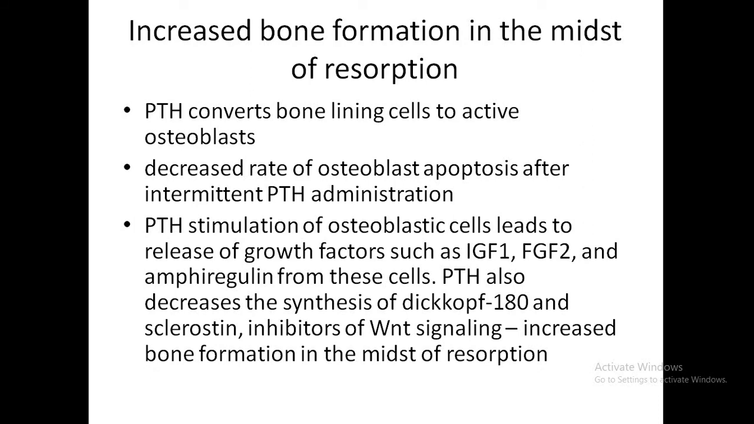In short, there is increased bone formation in the midst of resorption when there is increased PTH. So PTH converts bone lining cells to active osteoblasts, and there is decreased rate of osteoblast apoptosis after intermittent PTH administration. And the PTH stimulation of osteoblasts leads to growth factor release such as IGF-1, FGF2 and amphiregulin, and it also decreases the synthesis of DKK-1 and sclerostin, which are inhibitors of WNT signaling, and there is increased bone formation in the midst of resorption.